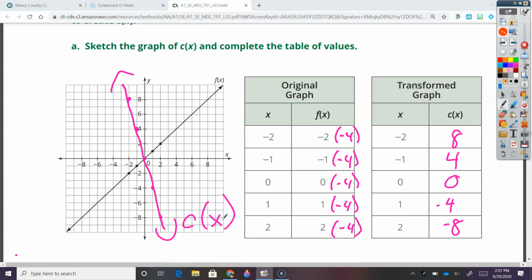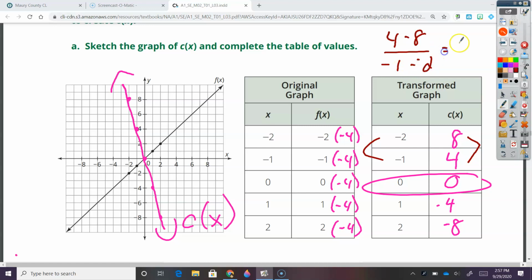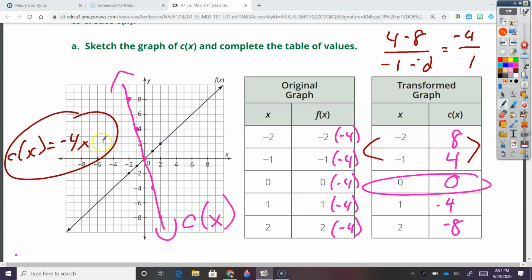Part B, it says identify the slope and the y-intercept. So our y-intercept is still the origin, 0 and 0. Our slope, 4 minus 8, over -1 minus -2, is -4 over 1. So here my slope has changed to -4. So c of x equals -4x would be my function. And I'm not going to put +0 for my y-intercept.